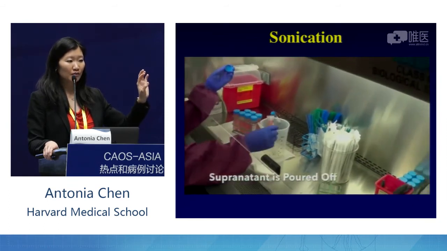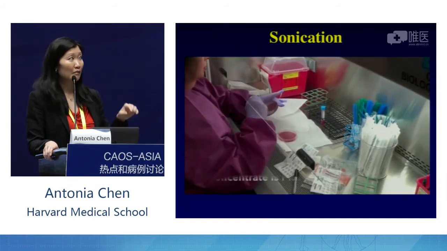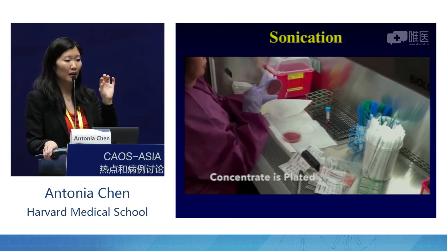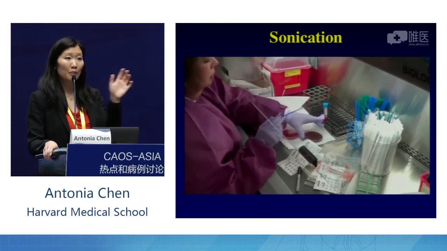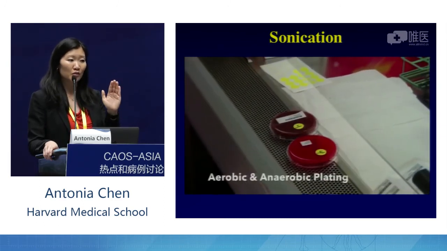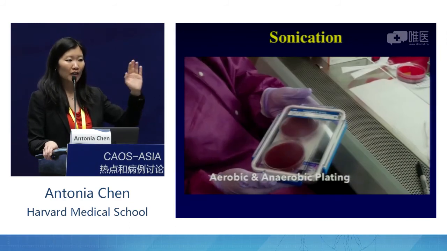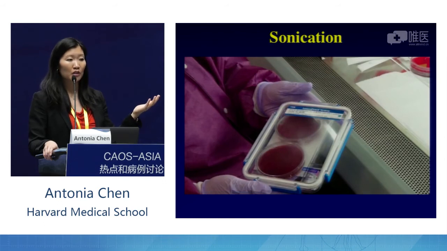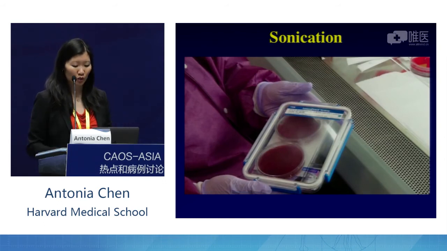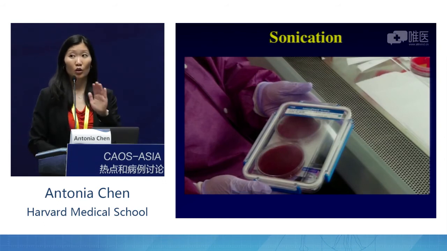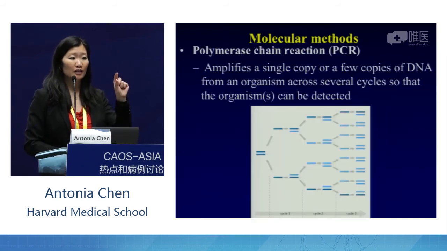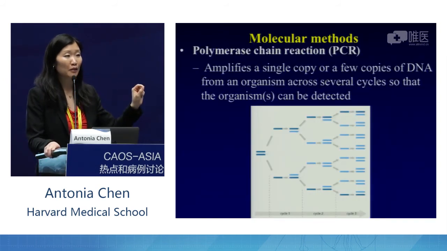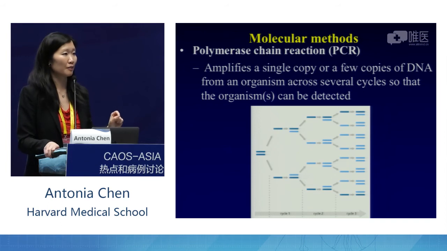So once you take it out, you take the fluid and you pour it out. Remember, taking very good care to keep the pellet. And you concentrate and you plate that. Remember, that's where your organisms are. So you do anaerobic and aerobic plating, ideally for 14 days. And by doing so, you increase your culture yield. So that's just culturing. Then you can actually use molecular methods such as PCR.